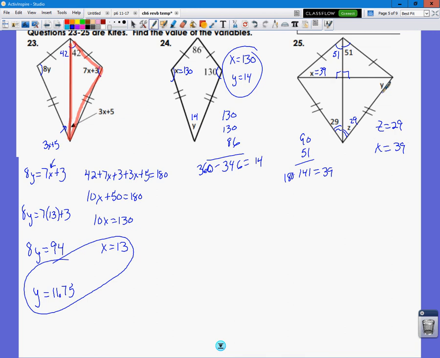And when I go to find angle y, I have the same situation. I've used 90 and 29. I've used 119 degrees out of 180. So the remaining angle is 61. So y is 61.